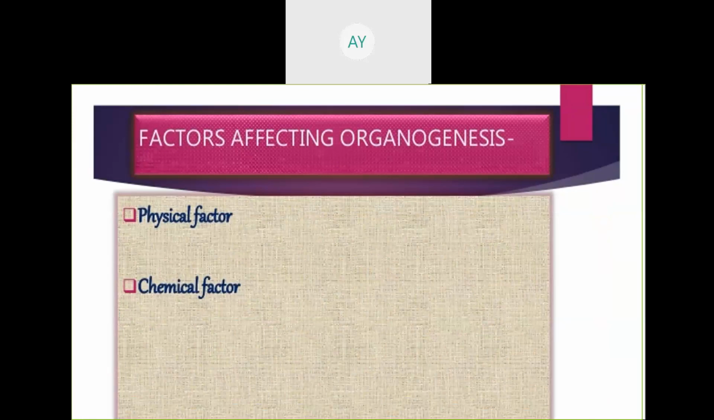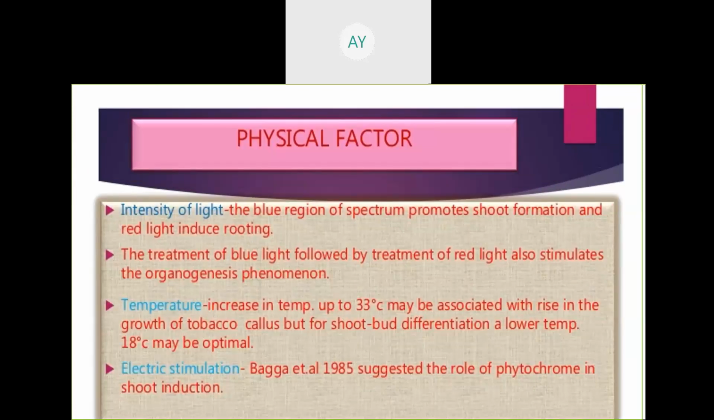There are so many factors: physical factor and chemical factor. So try to know what are the physical factors: the intensity of light, then temperature, then electric stimulation. Means we are utilizing different temperatures for different varieties of plants as per the reports, research. So much research is going on regarding plant tissue culture. As per the variety of the plant, we select the temperature and the intensity of light, whether 16 hours of light is required or not.